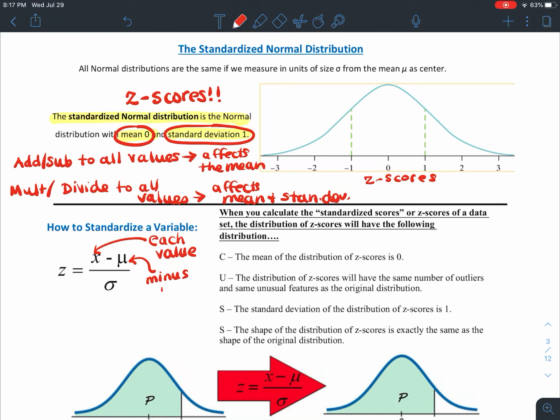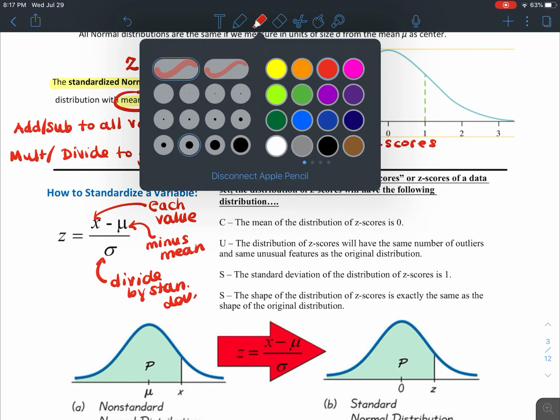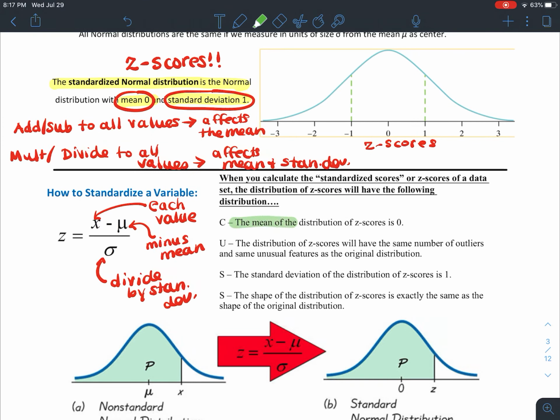Now look at what you would do. You would subtract the mean of the data set, and then look what we're doing. We are dividing by the standard deviation. Now, I want to show you why the mean of the z-scores is always a 0.